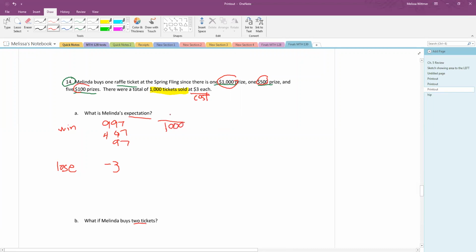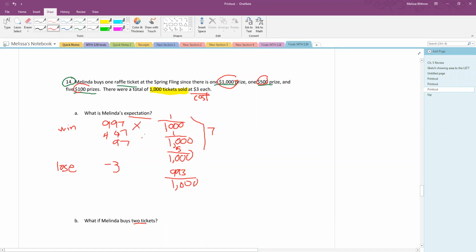And there's one chance to win the $1,000 prize, so 1 out of 1,000. One chance to win the $500 prize, so 1 out of 1,000. And there's 5 chances to win the $97 or the $100 prize, so 5 out of 1,000. So right now, 5, 6, 7 tickets win. 1,000 minus 7 is 993 remaining tickets. So there's 993 losing tickets. And again, if you add all the top numbers, you should get 1,000 out of 1,000.